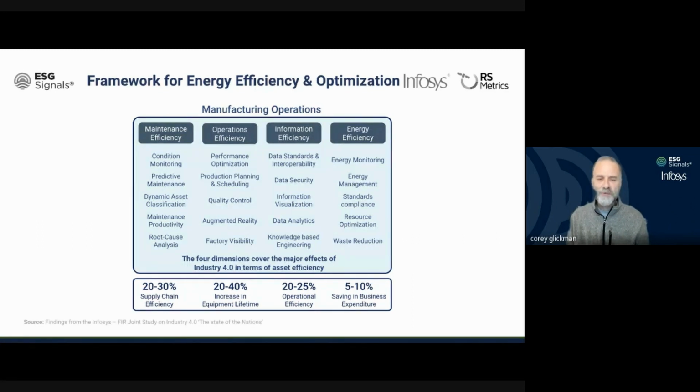It all starts with, if you can't trust your data, then what are you working with? So understanding the standards, understanding how the interoperability happens between many vendors, tier 1s, tier 2s, tier 3s in your value chain. How secure is it? Is it recognized by universal standards? How can I understand what's taking place through visualization? How can it be analyzed? And then using knowledge-based engineering as that next generation. When you do this, you'll see 20 to 25% savings in your energy and operational efficiencies.